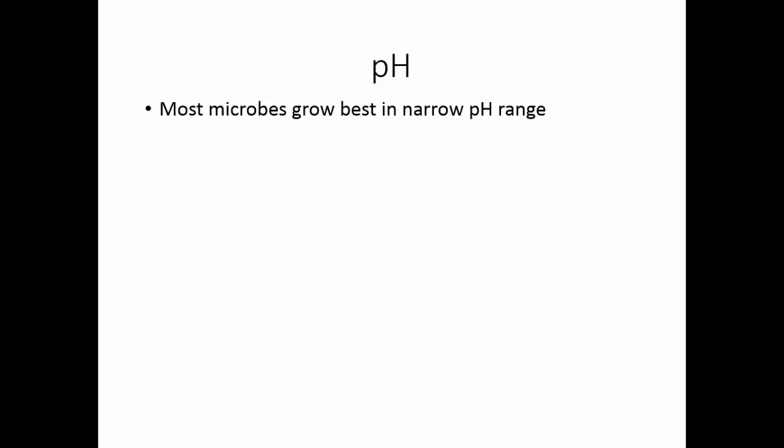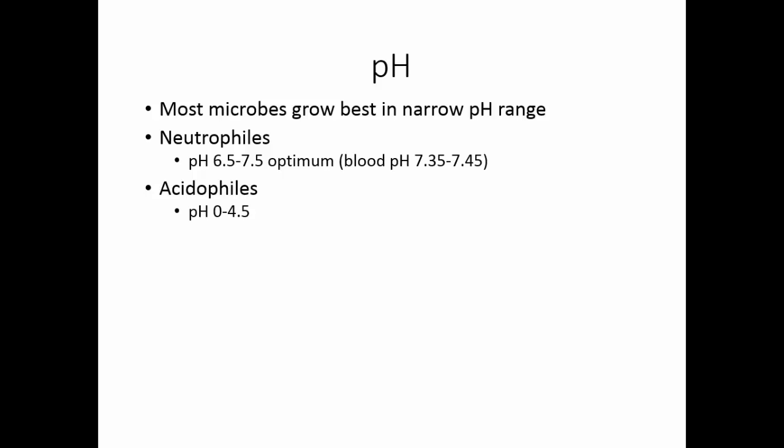Most organisms grow best in a fairly narrow pH range. Neutrophiles prefer a pH between 6.5 and 7.5. Blood pH, you'll remember, is 7.35 to 7.45. Acidophiles live in a pH between 0 and 4.5. Some organisms are obligate acidophiles. They require an acid environment to grow.